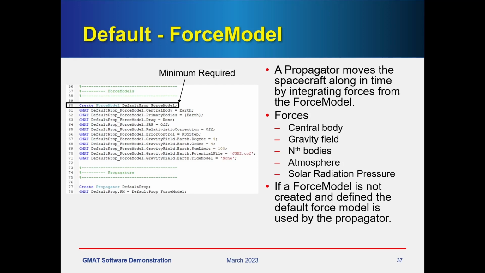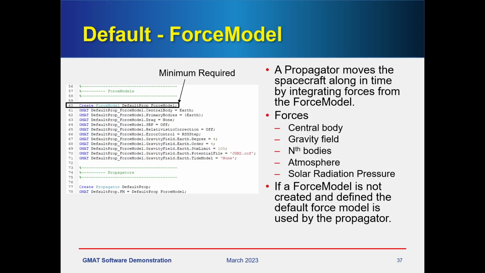GMAT uses the propagator resource to move a spacecraft along in time and space by integrating forces from the force model. The forces we can model are the central body, the gravity field of the central body, nth bodies such as Saturn or the Moon. And for low Earth orbits, atmospheric models are available for drag. Additionally, you can include solar radiation pressure.